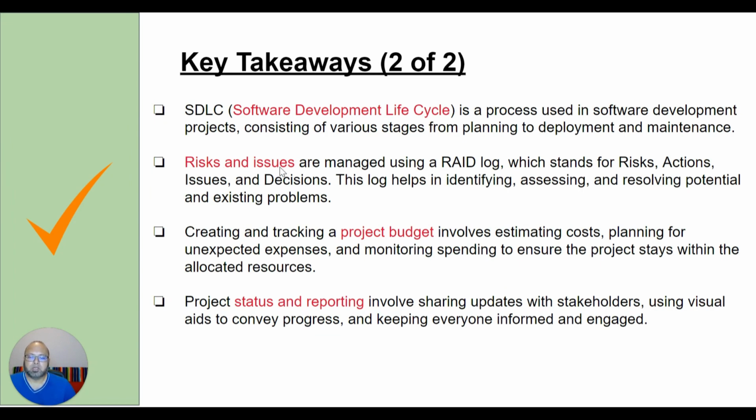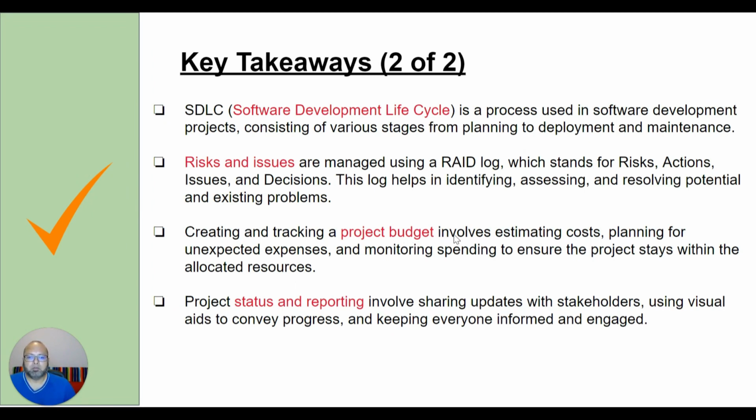We talked about risk and issues, where risk is something that has not happened yet, whereas issue has happened. And we are managed using RAID, which is the actual overall log, which stands for risks, actions, issues, and decisions. This log helps identify and assess and resolve potential and existing problems. And it could be a Microsoft Excel workbook with the 4 tabs that has risks, actions, issues, and decisions.